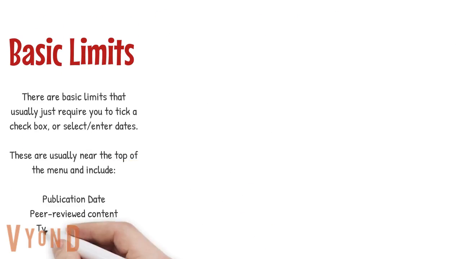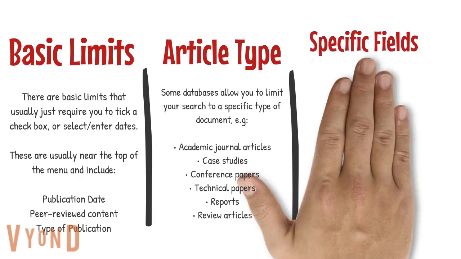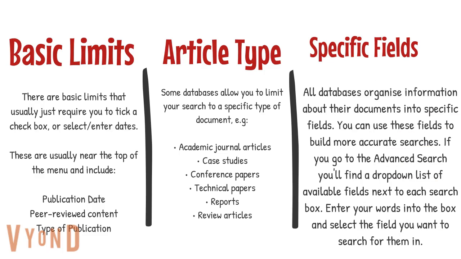Basic limits. These are basic limits that usually just require you to tick a box or check a select or enter for the dates. These are usually near the top of the menu and include publication date, peer-reviewed content, and the type of publication. Article type. Some databases allow you to limit your search to a specific type of document. For example, only looking at academic journal articles rather than looking at case studies and conference papers and other review articles.